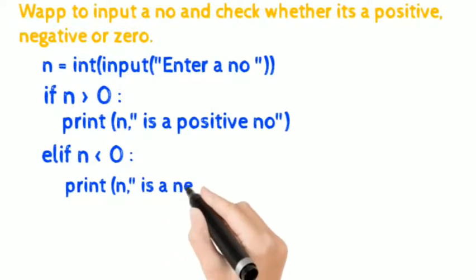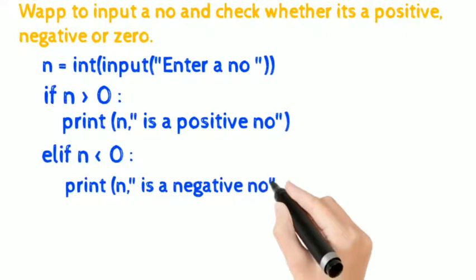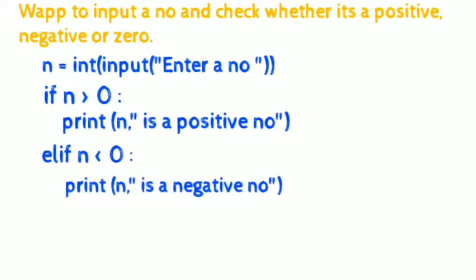Why? Because n is not greater than 0 and it is less than 0, elif n less than 0 says that the number is negative if it executes. Otherwise the else statement of elif will print n is 0, or the inputted number is 0. That is what the third statement will get executed. So this is how the if, elif, else statement can be executed in Python.